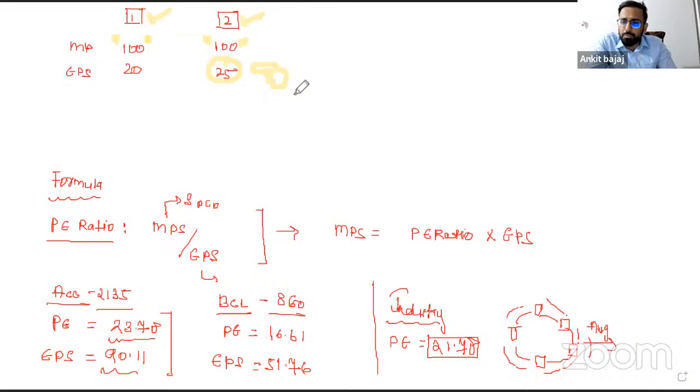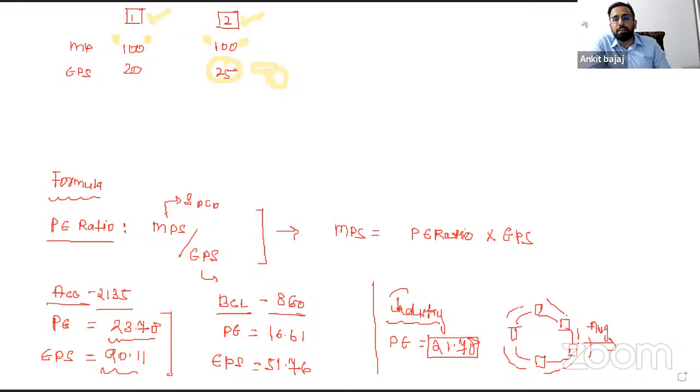Why will you invest your money into company two? Just because company two is giving a higher return on the same investment. If you invest 100 rupees into company two, you will get a return of 25 rupees. But if you invest your money into company one, you will get a return of only 20 rupees.